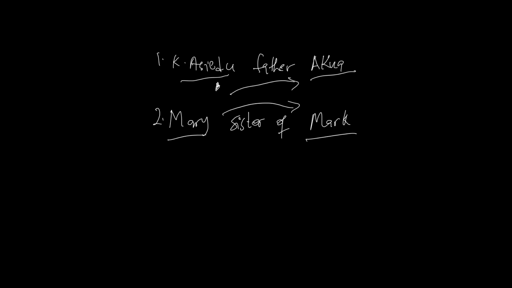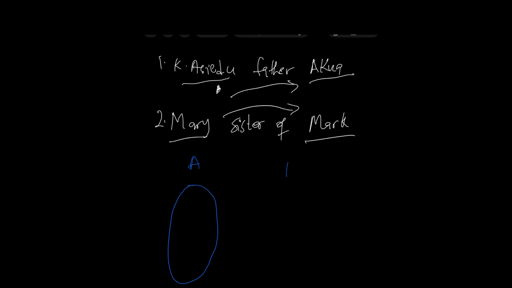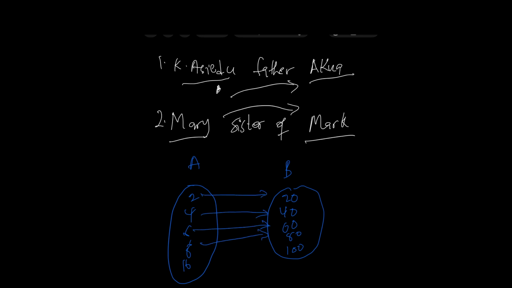So in maths, we can also have relations for a set A and another set B. We can have set A containing 2, 4, 6, 8, 10, and set B containing 20, 40, 60, 80, 100. The relationship between the two is what joins the two sets together. So 2 to 20, 4 to 40, 6 to 60, 8 to 80, and 10 to 100. This whole thing is not a relation. The link between them is what we call the relation. Only this is the relation.